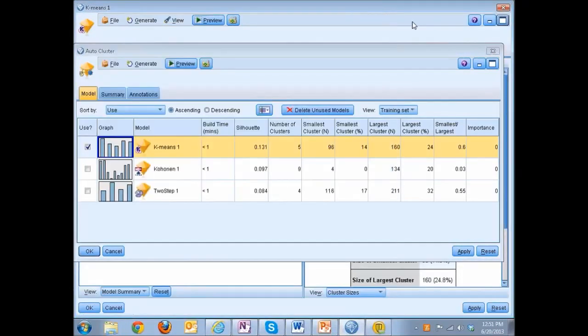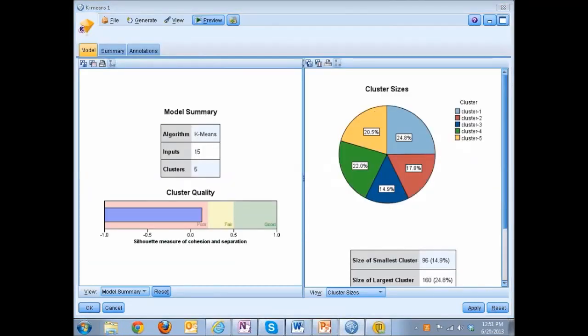So I'll try and make the screen bigger so we can, well, I'll try and make the screen bigger. Where'd it go? There it is.